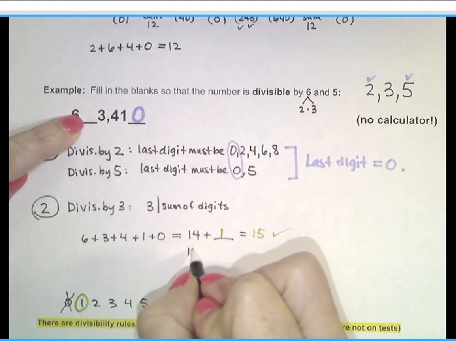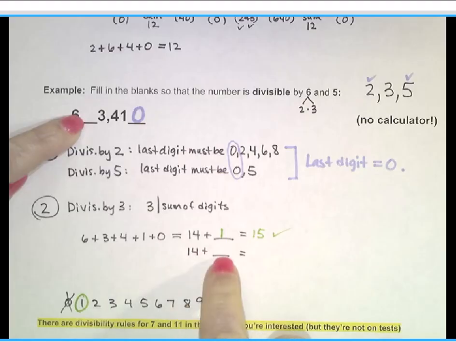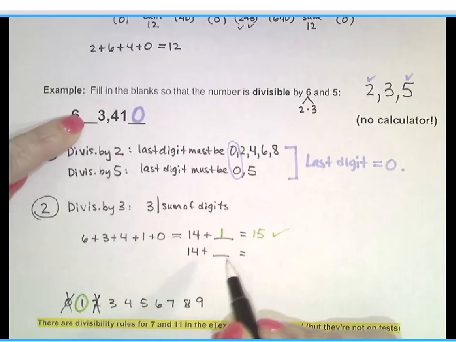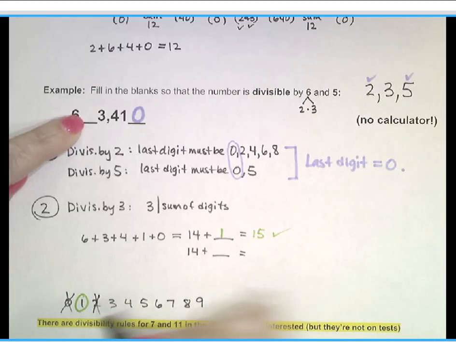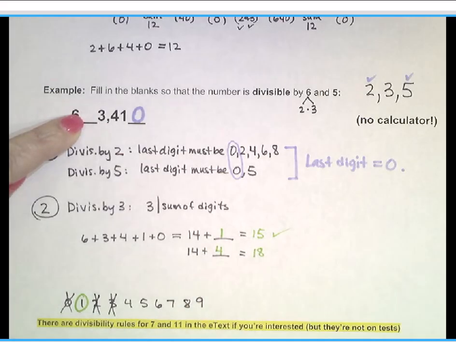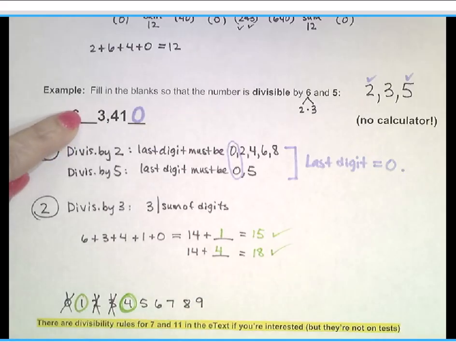Let's see. What if I were to do 14 plus 2? 14 plus 2 would be 16. Is that divisible by 3? No. What if I put in a 3 right here? 14 plus 3 would be 17. Is 17 divisible by 3? No. What if I put a 4? 14 plus 4 is 18. Is 18 divisible by 3? Yes, it is. So 4 would also work as a possibility in this last slot. We're going to get multiple answers. That's what's happening here.